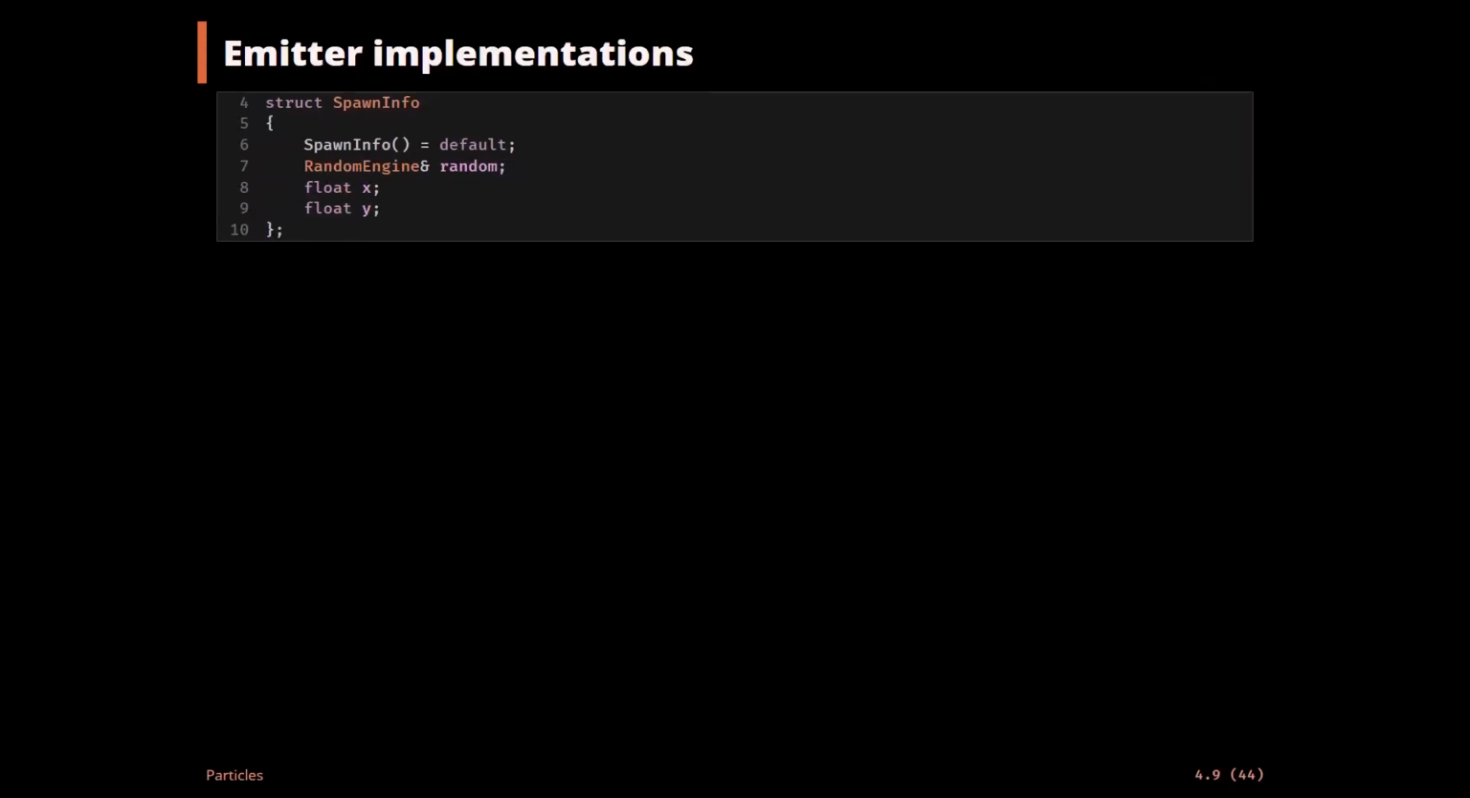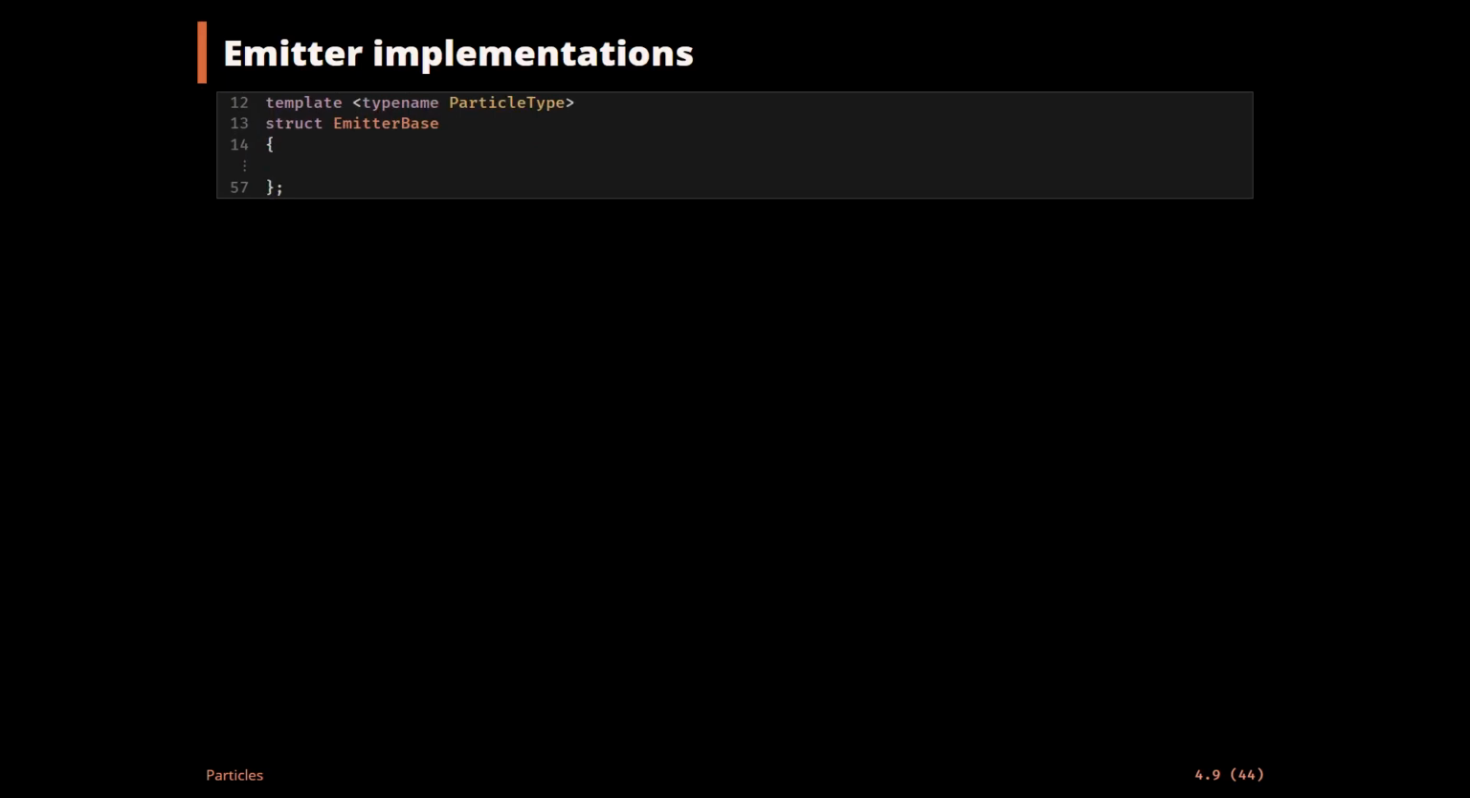Because the emitter is basically just the runtime implementation of a particle system. It's not that important. Like it's basically details. But first thing, a little struct we have, spawn info. That one just contains a random engine, the x and a y. This is all the information we need to spawn a particle. That's because I'll be passing this around in functions and I don't want to type them all the time.